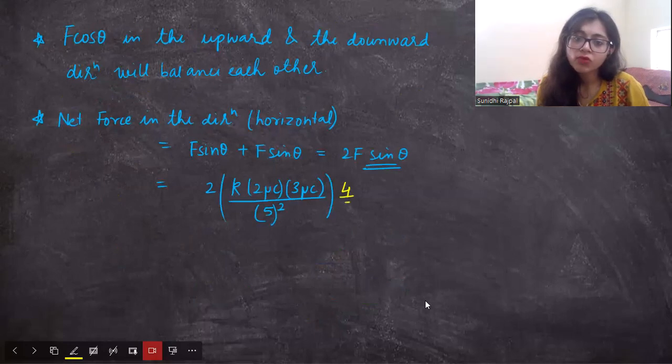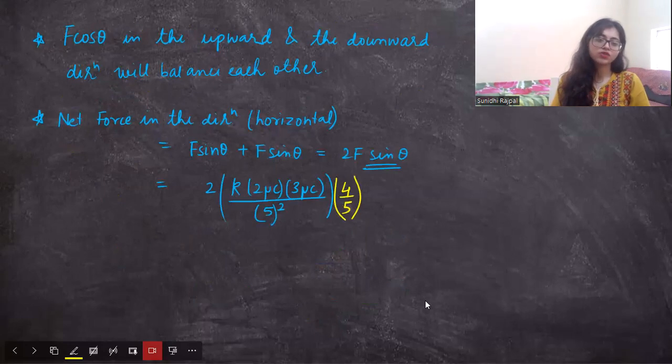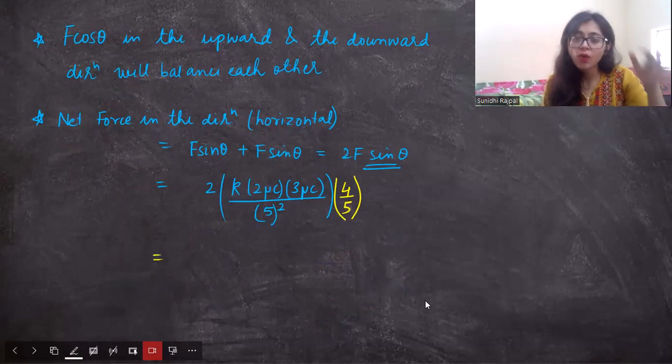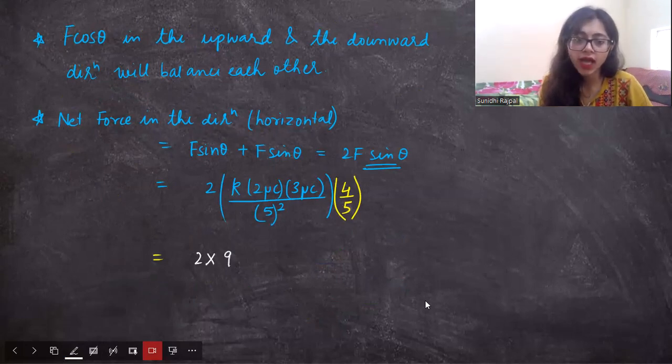So here, what value of sin theta will we put? We will put sin theta is equal to 4 by 5. And now we have to simplify this value. And how will we simplify it? We know that we have a 2 over here. What is the value of K in SI units? It is 9 into 10 raised to power 9.